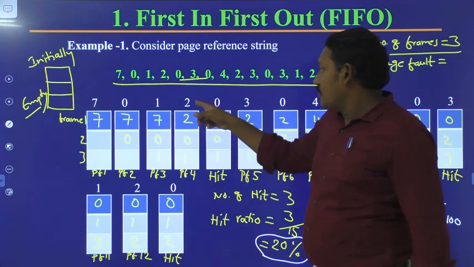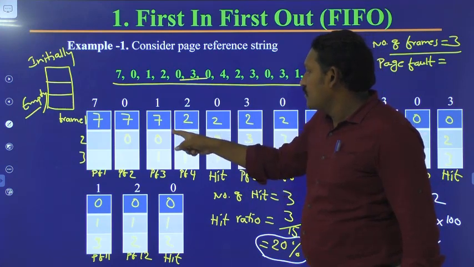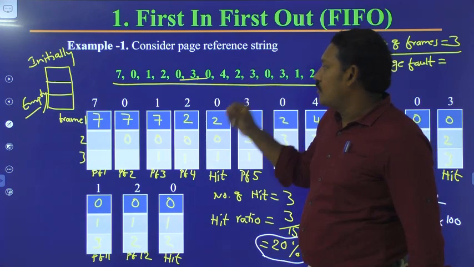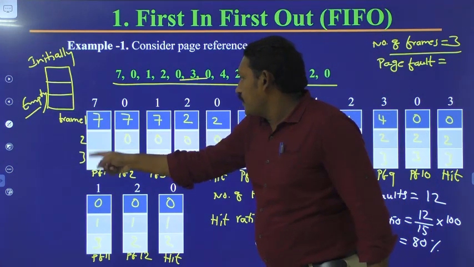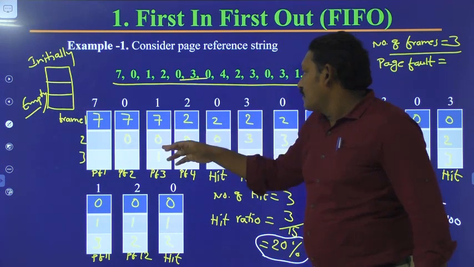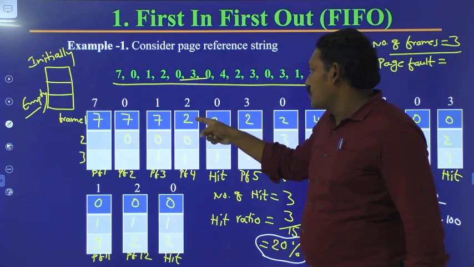So in order to bring 2 inside the main memory, we have to remove 1. Which one is to be removed? Here we are following first in, first out. So this is frame 1, frame 2, frame 3. First we have inserted frame 1, so that's why we have removed 7. In the next case, we have removed 7 and placed 2, 0, 1.